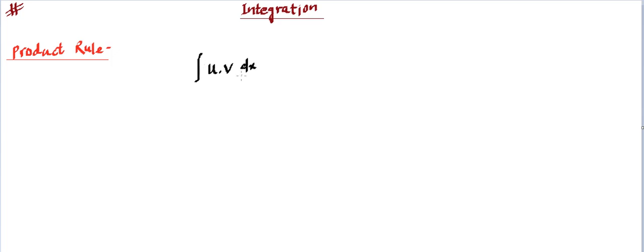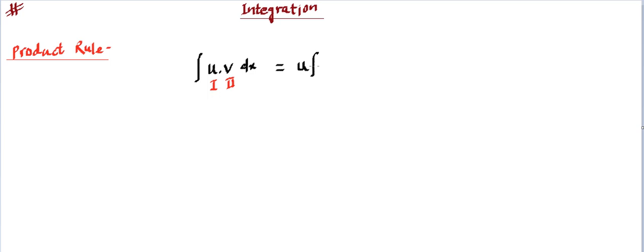So if we need to integrate this particular expression, we are going to name the two functions as first function and second function. You can name either of them as the first, then the rest one will be the second function. Then the formula goes like this. We need to write the first function as such.